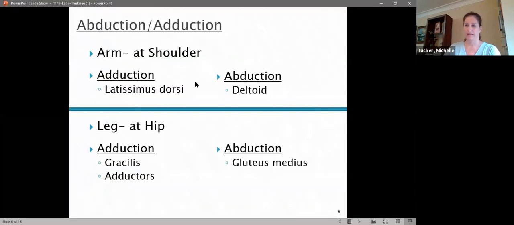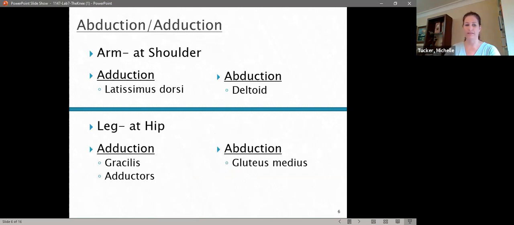So our last set of antagonists are looking at abduction and adduction. Abduction is to take away from the body, and adduction is to bring it back towards the body. At the shoulder, we have deltoid that abducts, and then we have latissimus dorsi, which adducts, brings the arm back. At the hip, we have gluteus medius, which will abduct the leg at the hip.